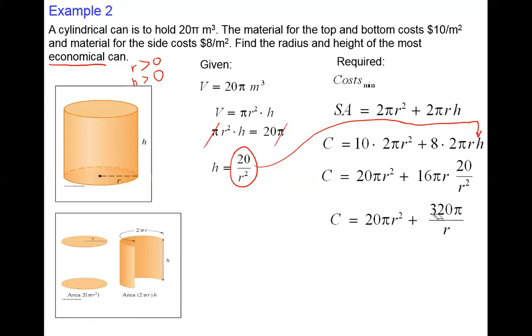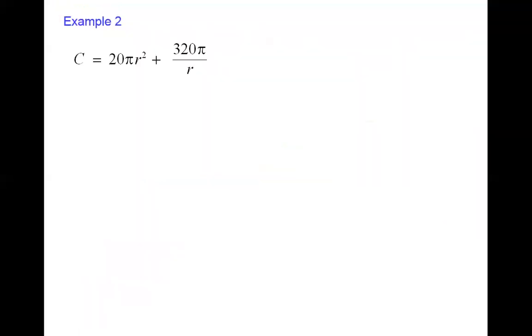Okay, 16 times 20 is 320 pi, and r squared, 1 is gone. Okay, let's differentiate. That's the cost function. Derivative is 20 pi, and derivative of r squared is 2r. I multiply 2 times 20, 40 pi r. And then 320 pi, it's a constant. Derivative of 1 over r is negative over r squared.